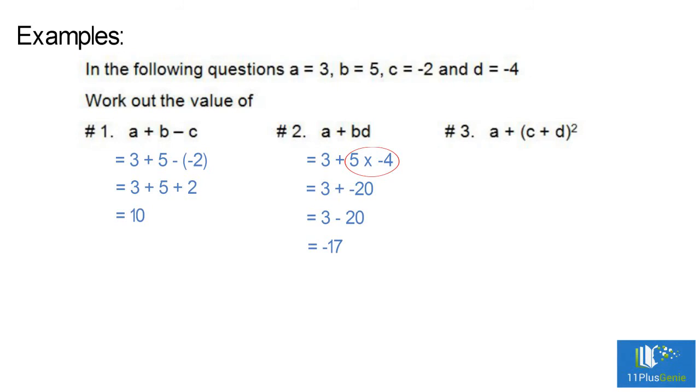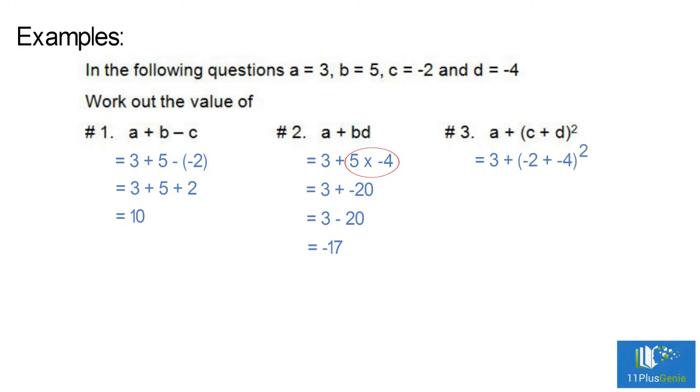Number 3. Work out the value of A plus (C plus D) squared. Substitution gives us 3 add (negative 2 add negative 4) squared. We must first do the brackets. Negative 2 add negative 4 is the same as negative 2 take away 4, which equals negative 6. We now have 3 add (negative 6) squared. Negative 6 squared is negative 6 times negative 6, which gives us positive 36. We have 3 add 36, which equals 39.